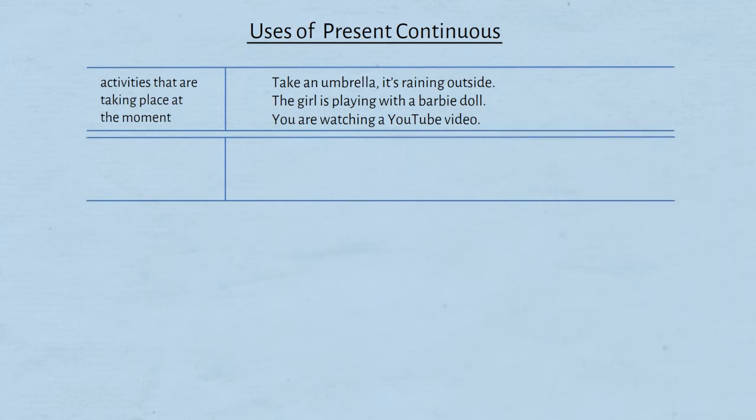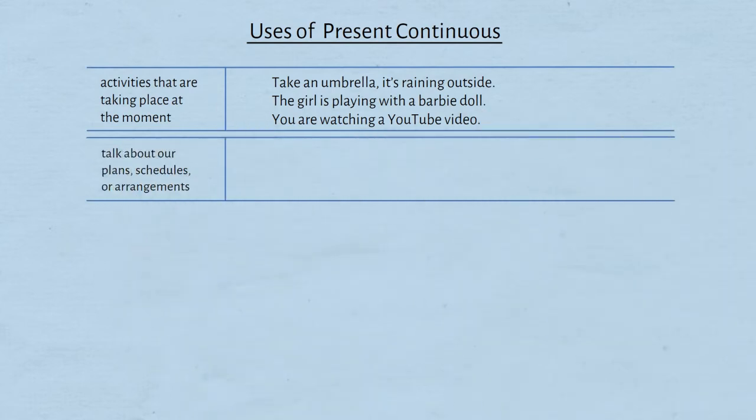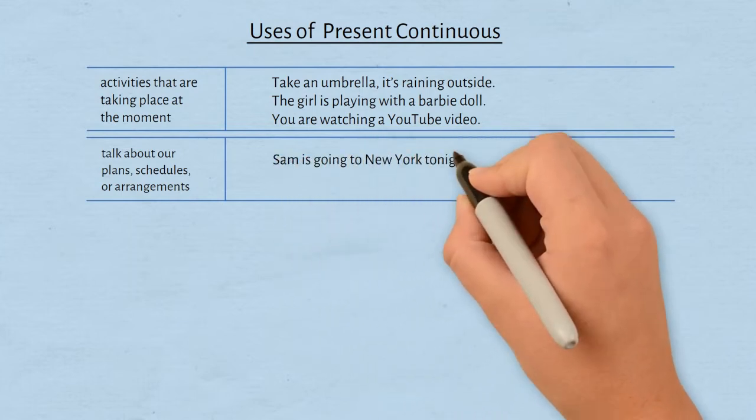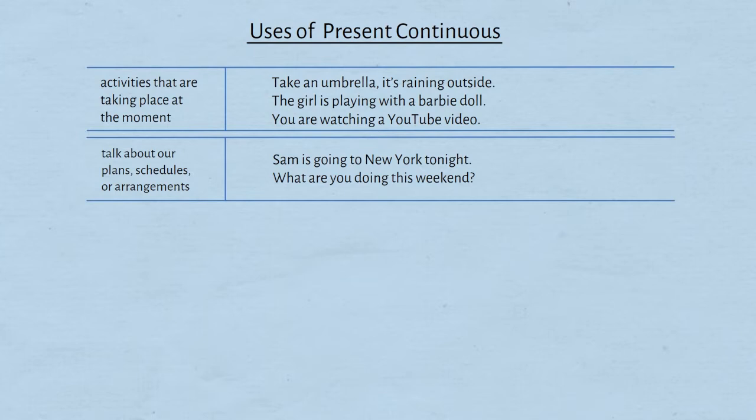For instance, we can also use this tense to talk about our plans, schedules, or arrangements. Sam is going to New York tonight. What are you doing this weekend? These activities will be in the future, but we can use the present continuous tense to talk about them.